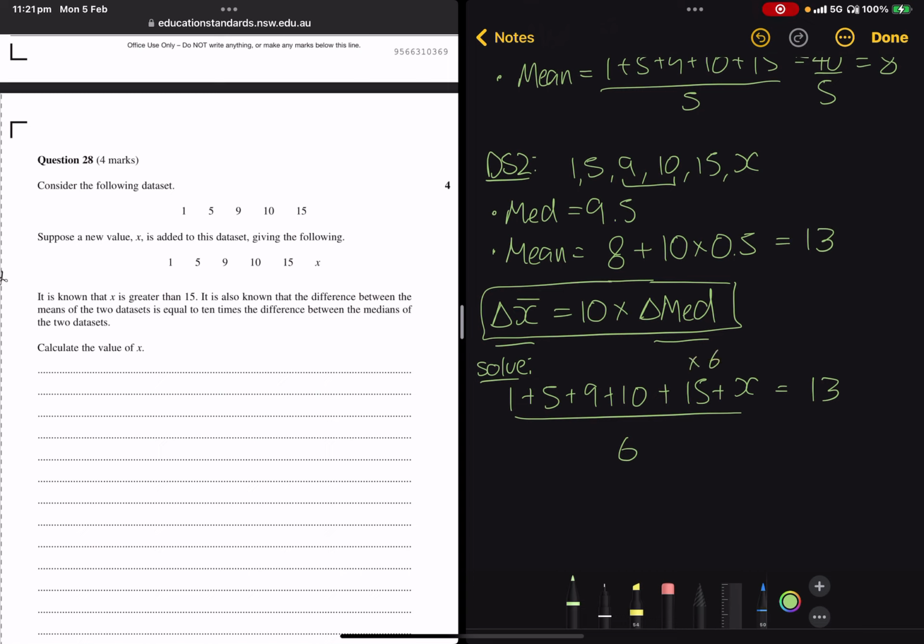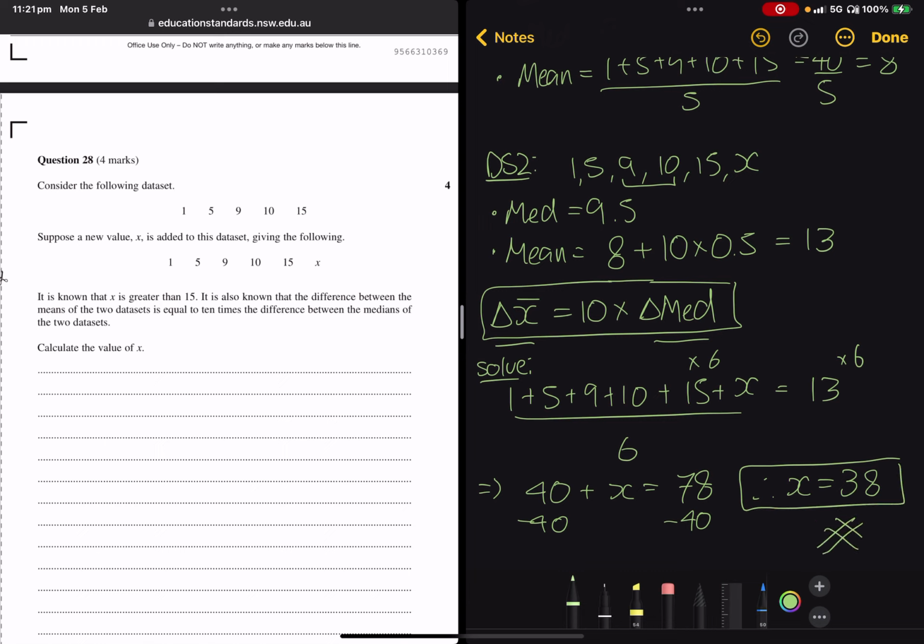We're going to multiply both sides by 6. We're going to add all of the numbers in the list so far. So this is 40 plus x is equal to 13 times 6. So that's got to be 78. Going to minus 40 from both sides. This tells us x has to be 38. And this is the answer to this question.